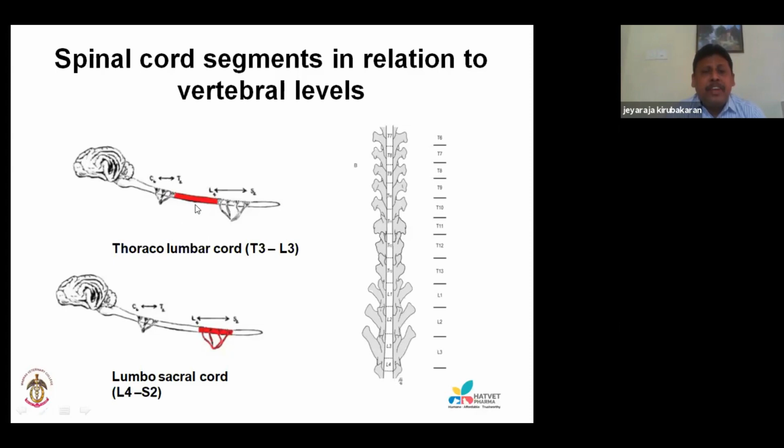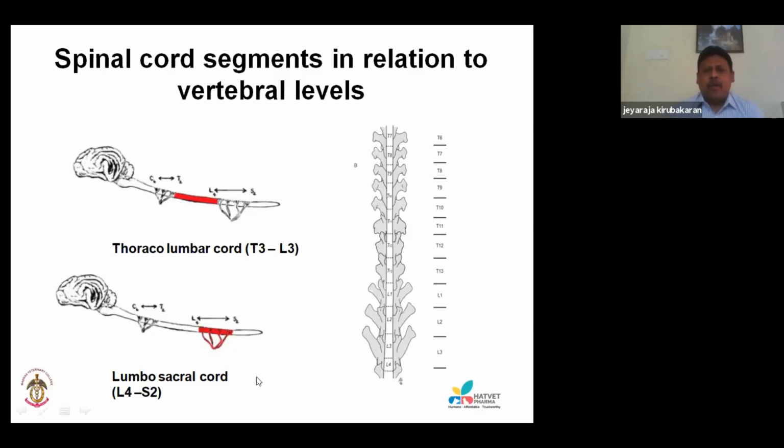And any lesion here will cause UMN signs in the hind limbs and normal forelimbs. Then comes your lumbosacral cord, which has the L4 to S2 segment, which carries the LMN for the hind limbs and UMN for this area, this segment. So LMN for the hind limbs.